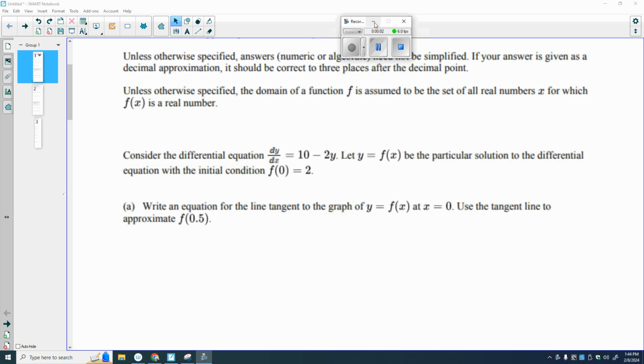All right, this is going to be a long recording, so I'm going to just jump right in. We're doing the Finding Particular Solution worksheet, 11 questions with a lot of ABCDs.